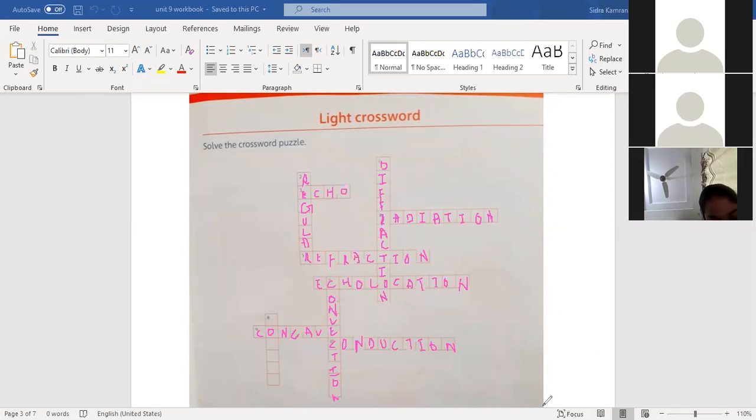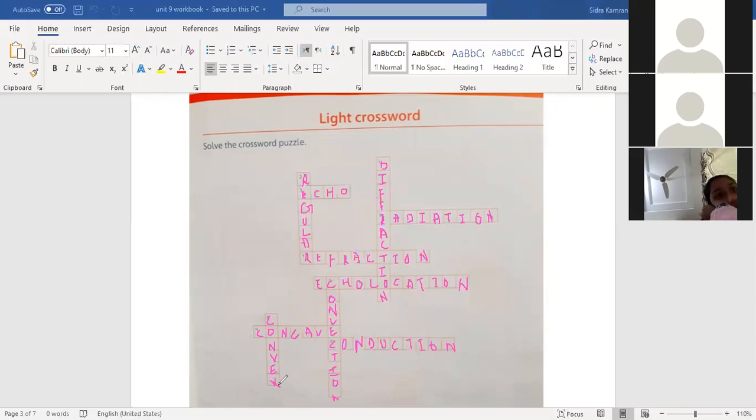The last one is: this mirror bulges out. Across the 8 downward, you have to write the answer for this one. This mirror bulges out. Convex, C-O-N-V-E-X. We have done our crossword puzzle.